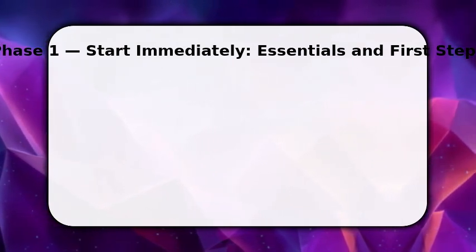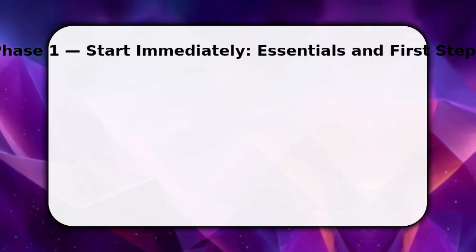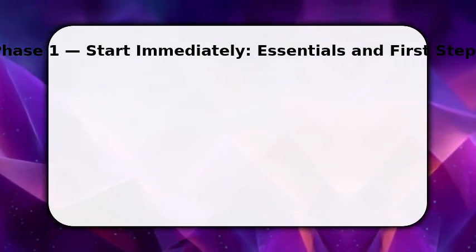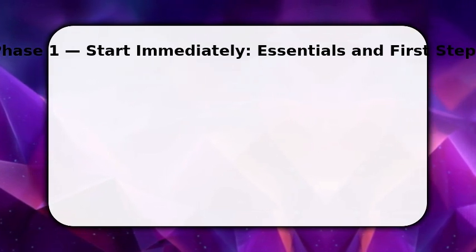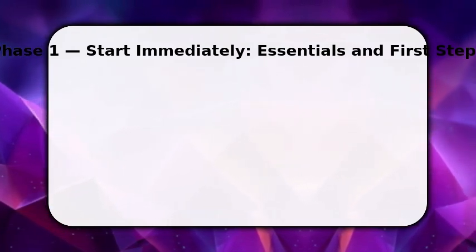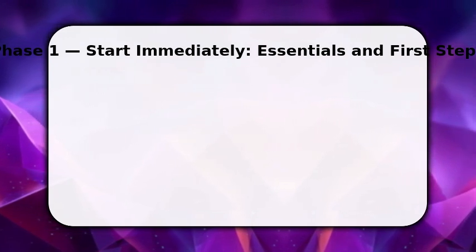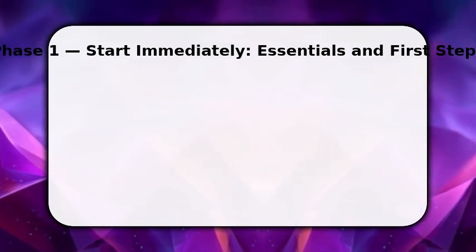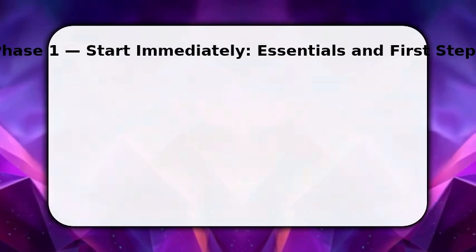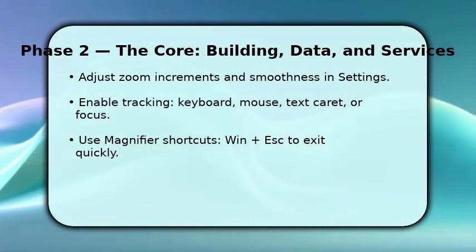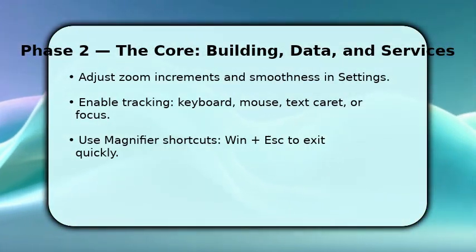Make sure to pick a view mode. Full screen magnifies everything. Lens follows your cursor. Docked pins a bar at the top. Use the plus and minus keys to adjust increments, and remember the slider in the magnifier window gives smoother control for exact levels. Once magnifier is active, refine how it behaves so you get precise results.